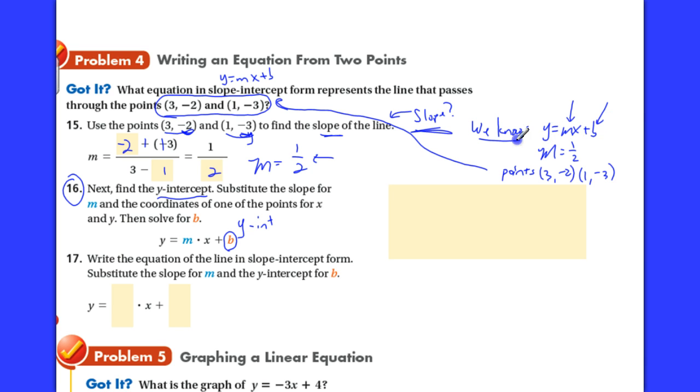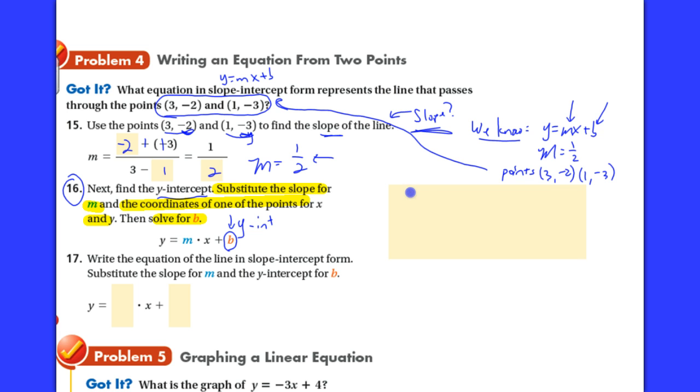So, since we know this, what we're going to do now in number 16 is right here. We're going to substitute the slope for m, and right here, the coordinates of one of the points for x and y, and then solve for b. Sounds confusing. Here's what you're doing. You have to find out what b is. You have to find that point in order to write this equation. And you're going to have to be able to do this.